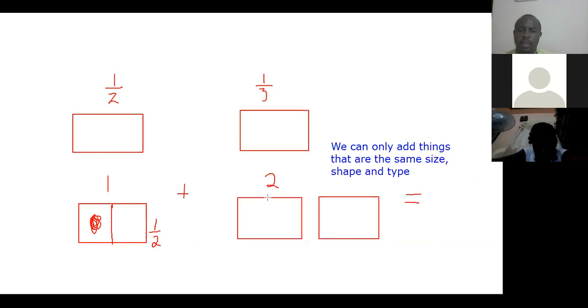Question, Zaria. If I do this, do I still have two holes? That was what I'm going to say. I said two halves. Okay, good. Do we still have two holes here?